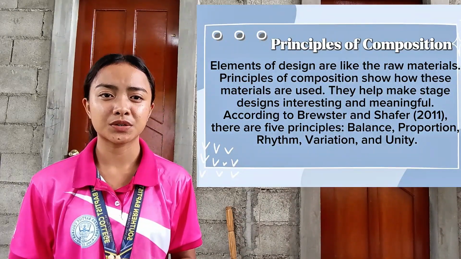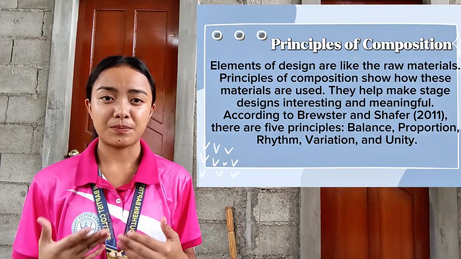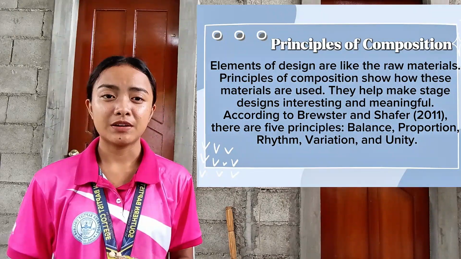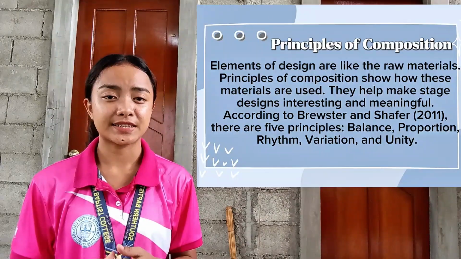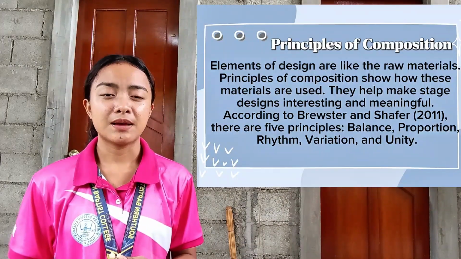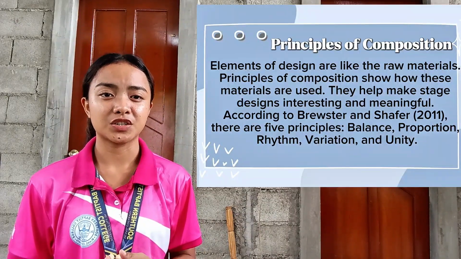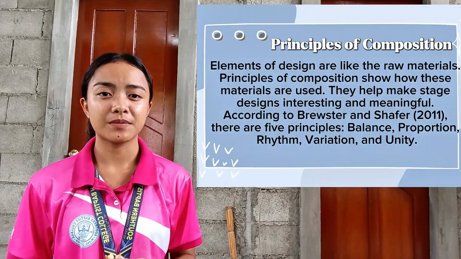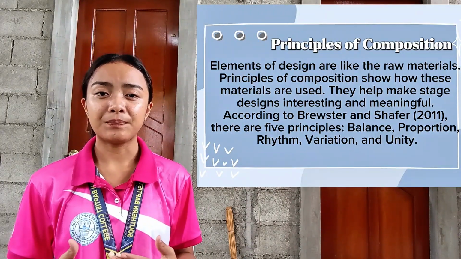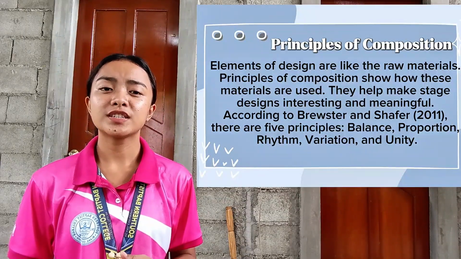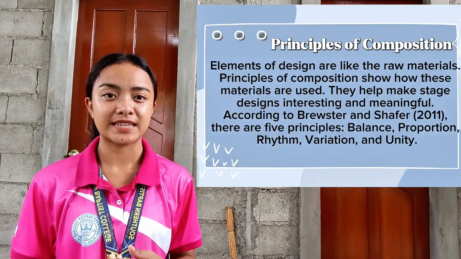So according to Brewster and Schaefer 2011, there are five principles: the balance, proportion, rhythm, variation, and unity. So the elements of design like color, shape, and textures are our raw materials, but how we use them is guided by the principle of composition. So today I will focus on the first principle, which is the balance and its three types.